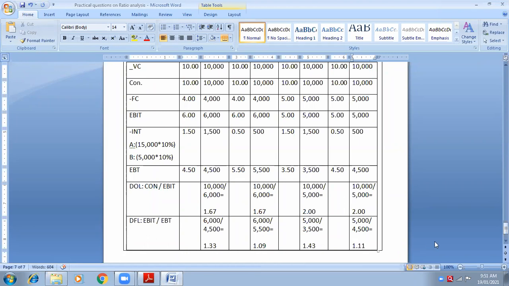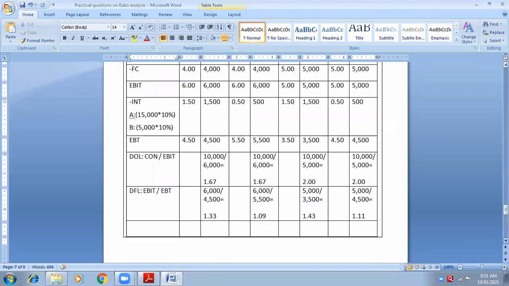And similarly, you have to do it for DCL. So you will write here DCL is equal to, what is the formula? Contribution upon EBT. Yes, very good. So it is contribution upon EBT.